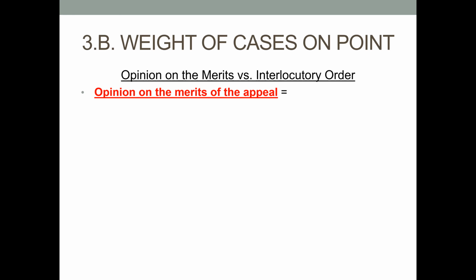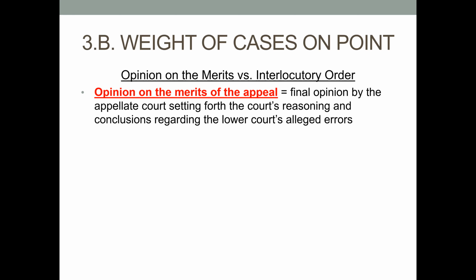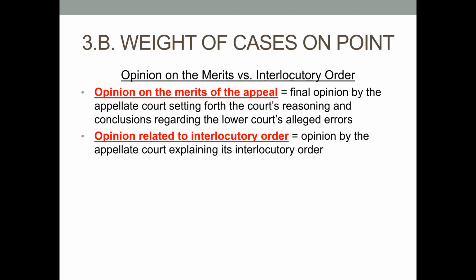An opinion on the merits of the appeal is a final opinion by the appellate court setting forth the court's reasoning and conclusions regarding the lower court's alleged errors and explaining why the appellate court is going to reverse the lower court's judgment or affirm it and so forth. In other words, an opinion on the merits of the appeal is what we usually think of as an appellate opinion. By contrast, an opinion related to an interlocutory order is an opinion by an appellate court that explains the basis for its interlocutory order.